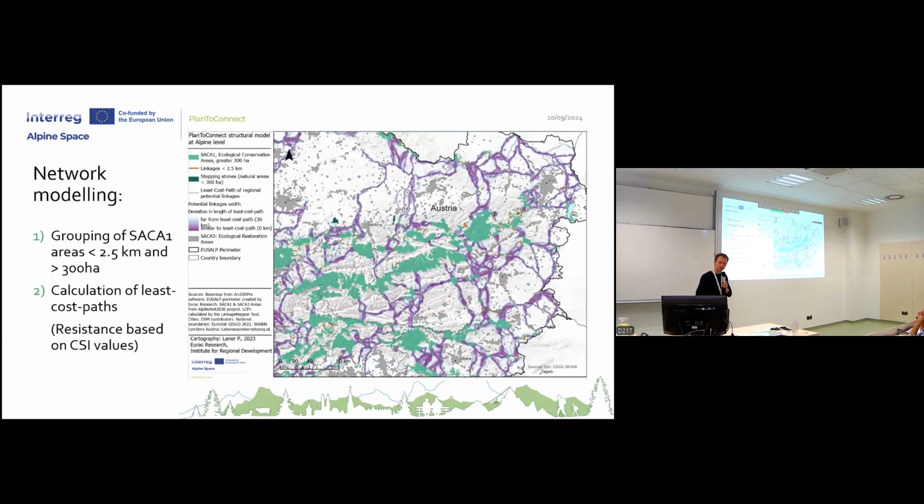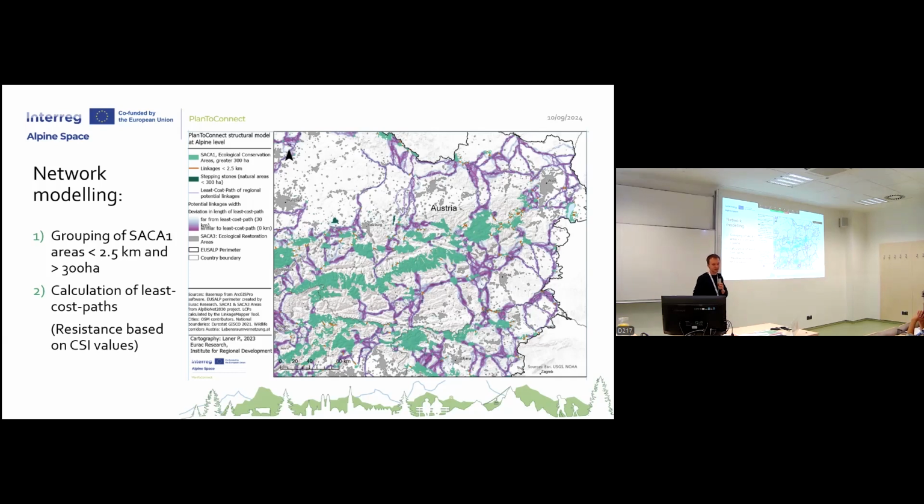And then we focused on the second option to enhance connections between these SACA 1 areas. And here we did several steps. So first of all, we grouped these SACA 1 areas, those that are closer than 2.5 kilometers and bigger than 300 hectares, sorry. And you can see them here. And we calculated the least cost paths between them based on the continuum suitability index as a resistance. So you can see them here in violet.